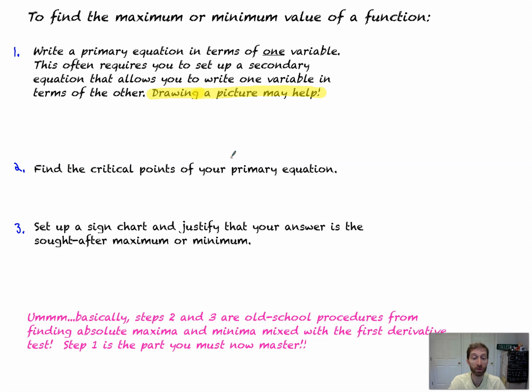Find the critical points or the critical number of your primary equation. Set up a sign chart and justify that your answer is the sought after max or min. That's what I showed you in the last problem. Some teachers, again, do not make you go to that step. I will show you at least a sign chart every time and verbally say the justification. So what I mentioned down here is steps 2 and 3 are basically old school procedures. You've done them before. You're essentially just mixing in a word problem with finding an absolute maximum and minimum using a sign chart.